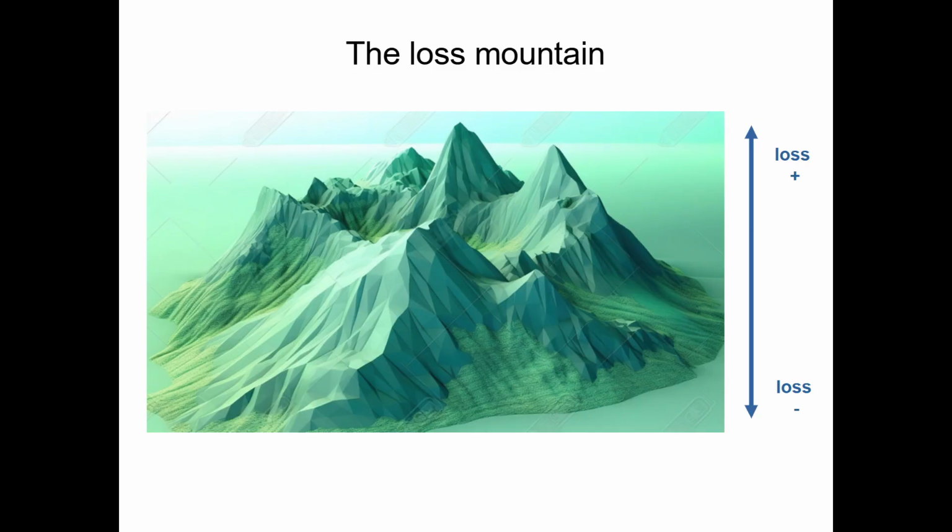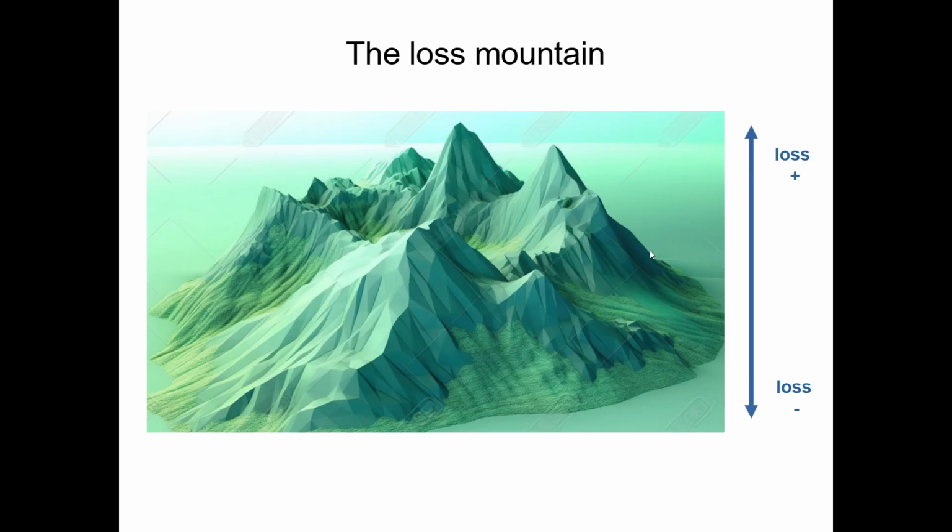The higher up the mountain you are, the larger the loss, and the lower down the mountain you are, the smaller the loss, and the closer you get to what you want, to the right answer. The whole point of the neural network is to descend the mountain, and to do this, it generally just follows the steepest slope. So imagine we start at the top of the mountain and look around.